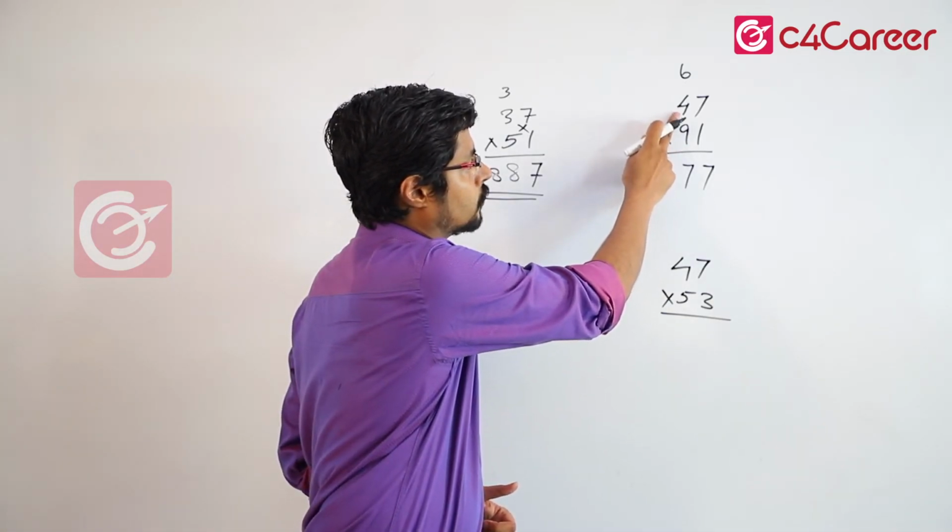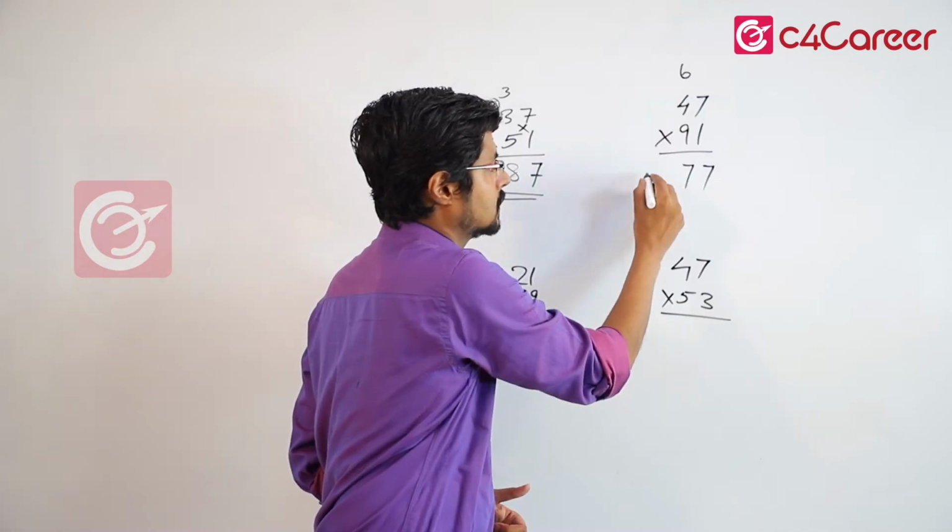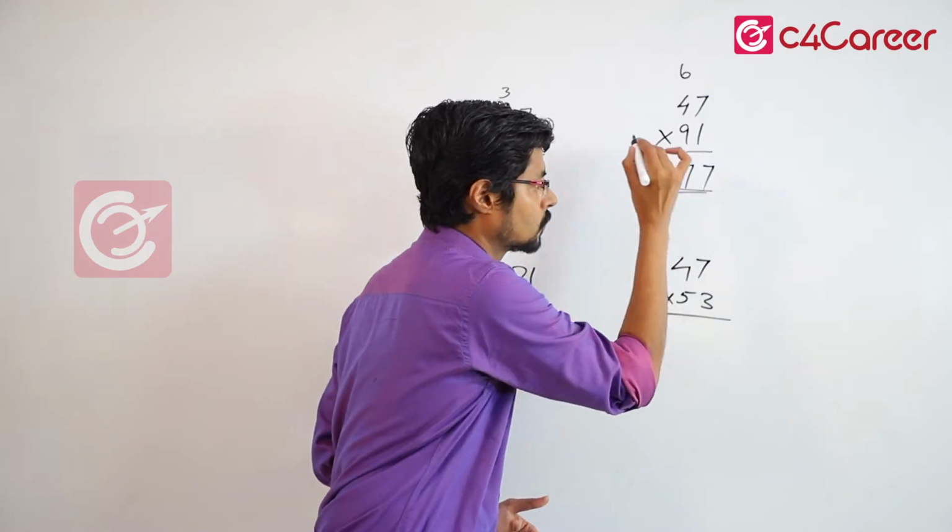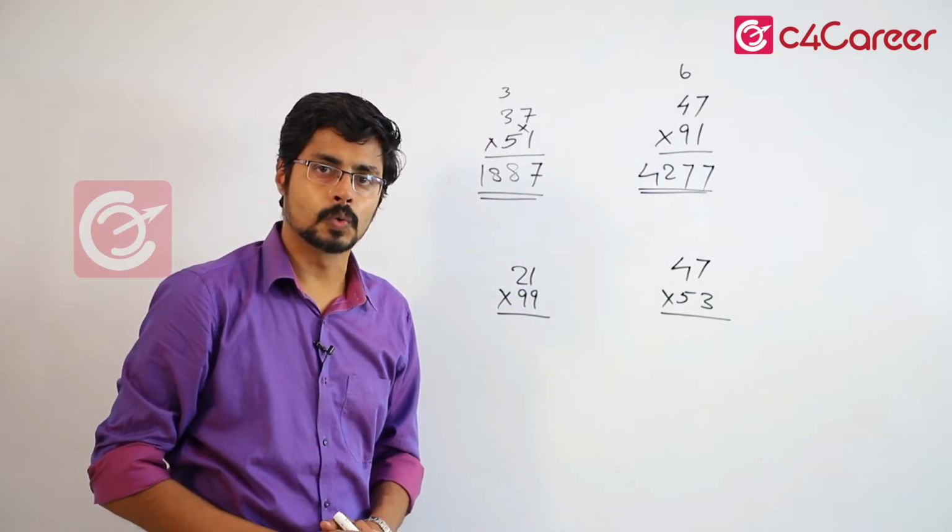Leftmost digit, 9 into 4 is 36. 36 plus 6 is equal to 42. So we have the answer 4227.